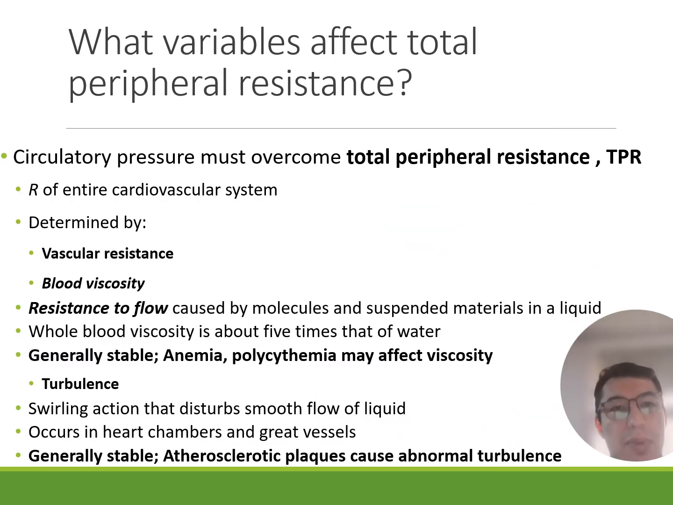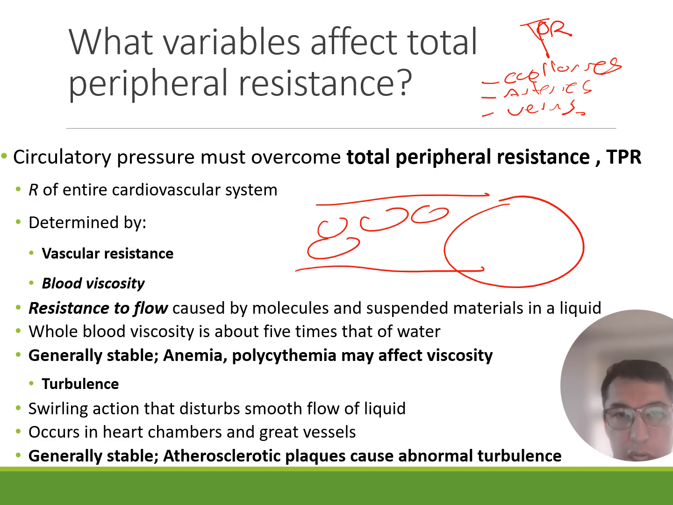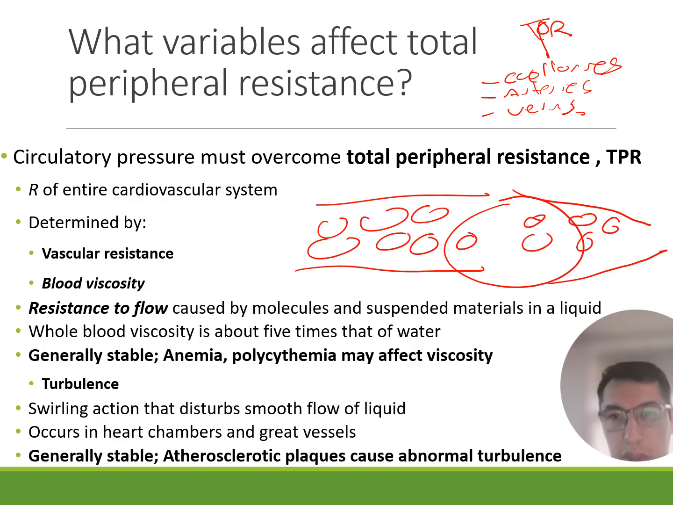What variables affect total peripheral resistance? So remember that total peripheral resistance is the entire resistance of the cardiovascular system. So we're talking about capillaries, arteries, and veins. You know how we talk about the lumen inside of the vessel, how there are red blood cells going through, but as we narrow that vessel, those red blood cells have to start slowing down because we're cramming them into a smaller space.